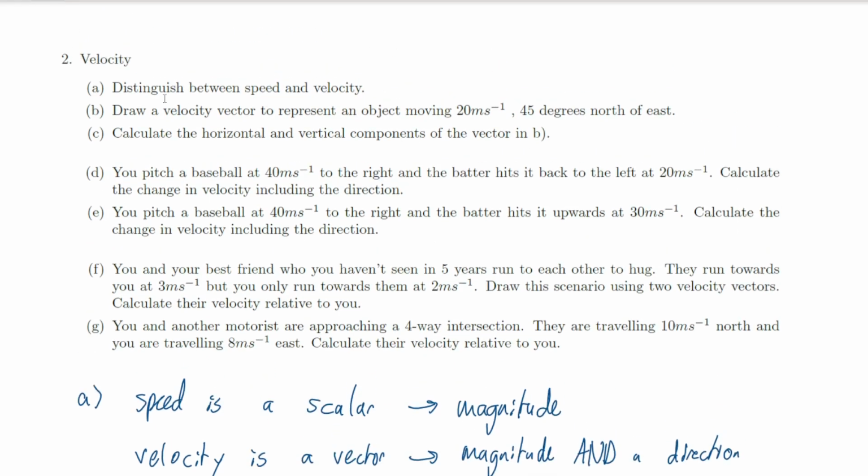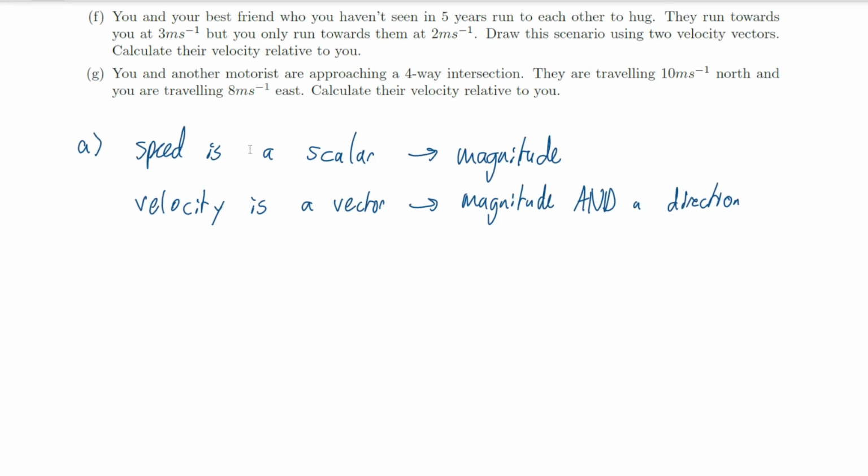Alright, and part B, draw a velocity vector to represent an object moving 20 meters per second, so there's our magnitude, 45 degrees north of east, and there's our direction. Right, so let's represent that on a vector diagram.